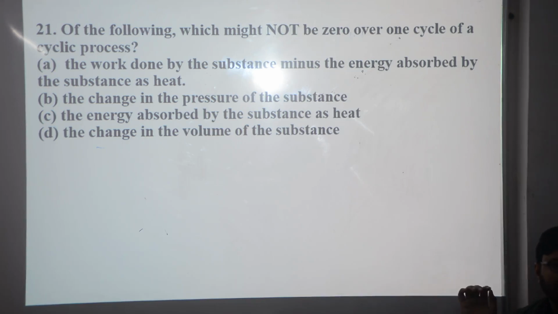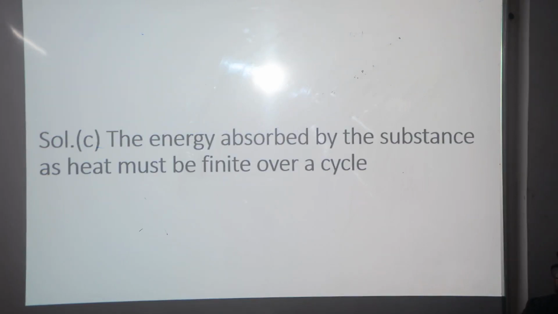cannot be zero টা চাইছে। The change in pressure of the substance, if we have a cyclic process, so it will come back to the same state. The energy absorbed by the substance as heat, okay, and the change in the volume of the substance. So basically the change in pressure of the substance means change in pressure can be zero because it will come back, change in volume can be zero, তাই তো? Now the energy absorbed by the substance as heat, okay, that remains the only one option. দেখা যাক কি রয়েছে, okay, that's okay, তাই তো?